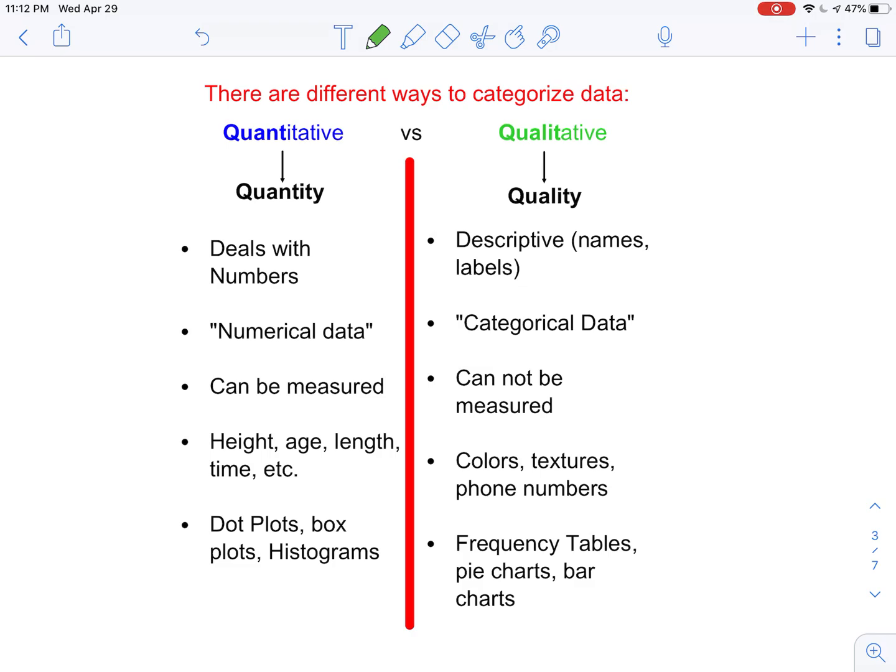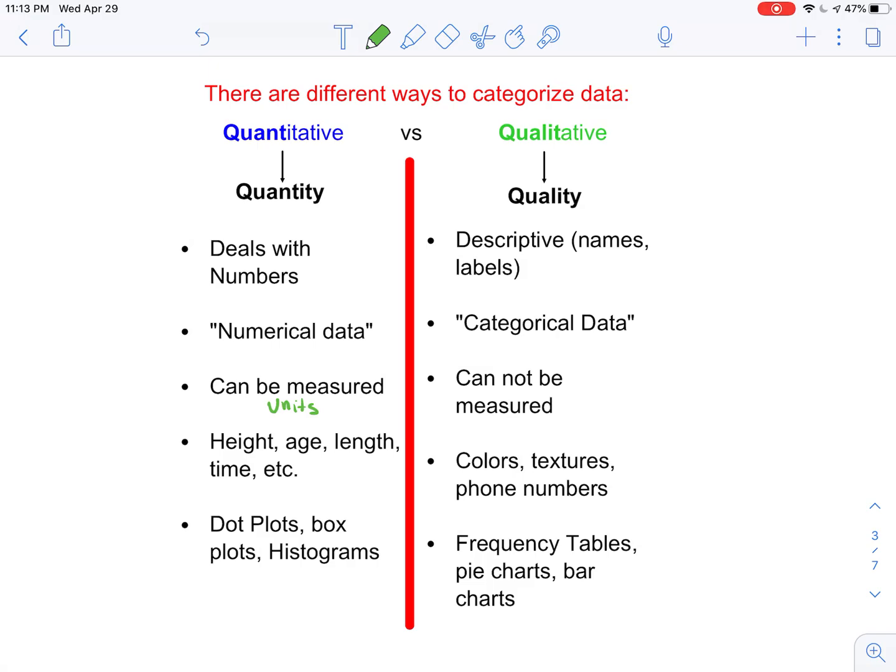What is a key feature of this? Well, they can be measured. We can assign a value to this information. That typically means that we will have units on this type of information, right? Whether you're measuring it, counting it, it will have units. So some examples of quantitative data are age, height, length, time.